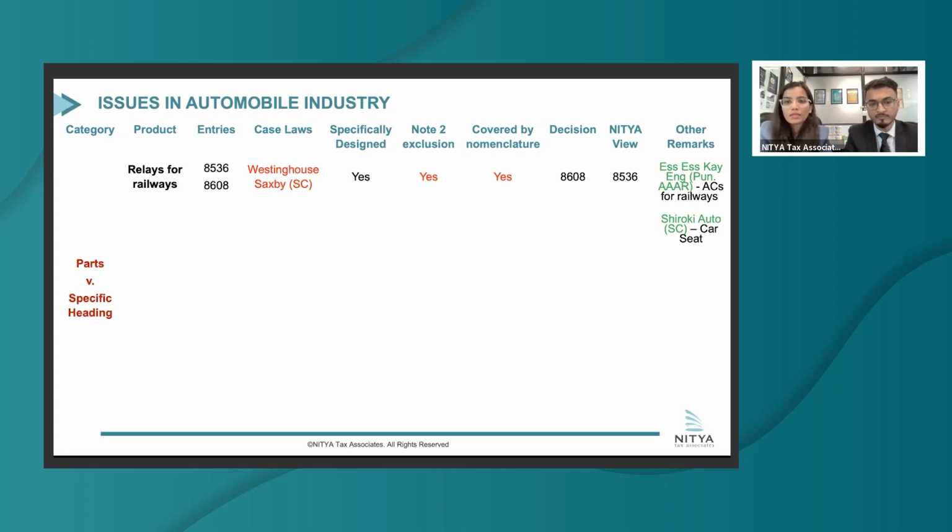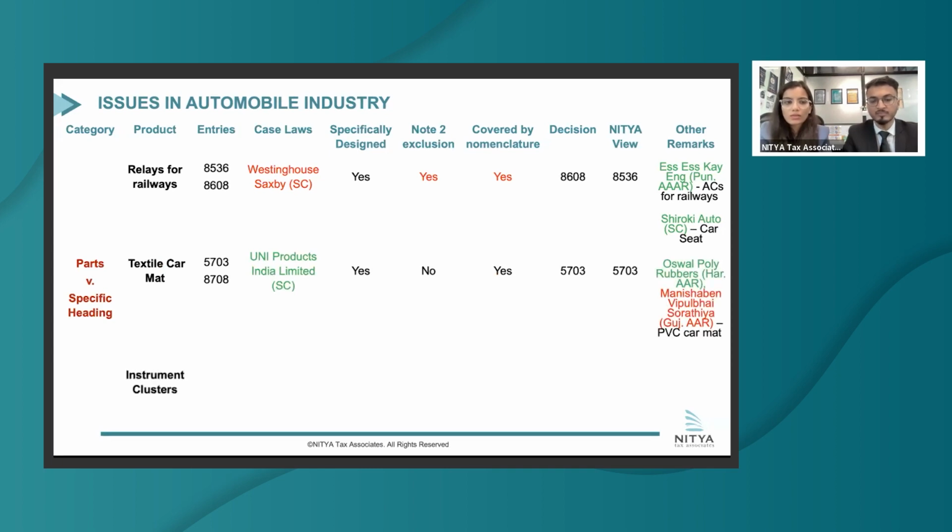Similar to relays, even ACs have their specific headings. There was an AAR after Westinghouse which distinguished Westinghouse, calling it fact specific, and said that ACs have to be classified under their specific heading. Similarly, there was a Supreme Court judgment in the past with respect to car seats, that they are classifiable under their respective heading and not as parts of motor vehicles. Similarly, textile car mats we discussed in the previous slide. So again, there are multiple contradictory rulings on this.